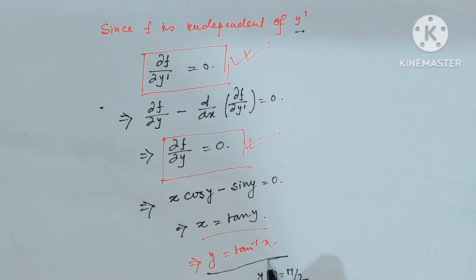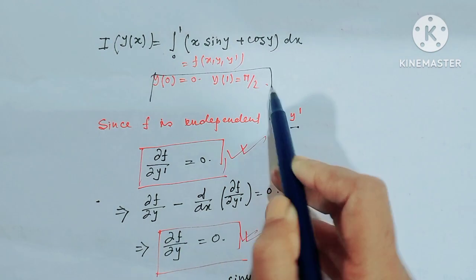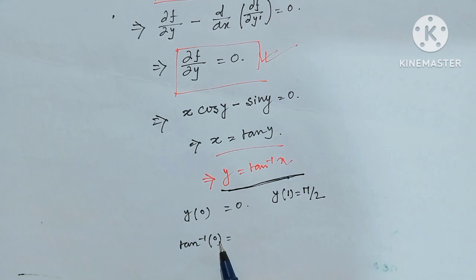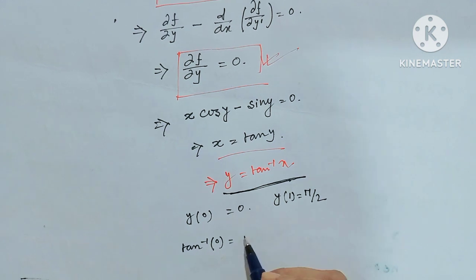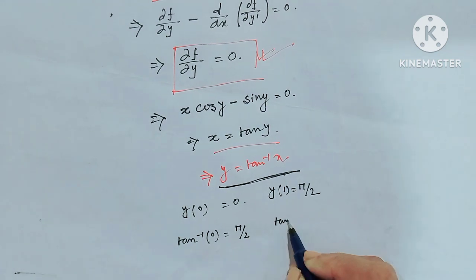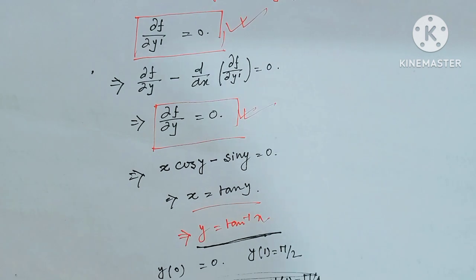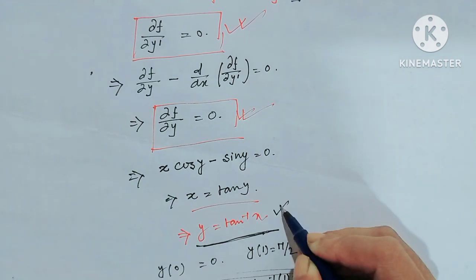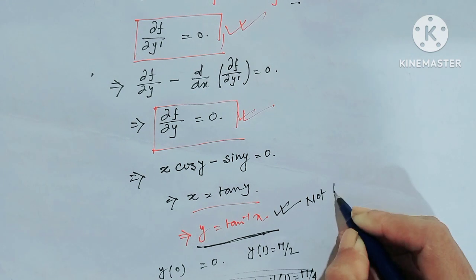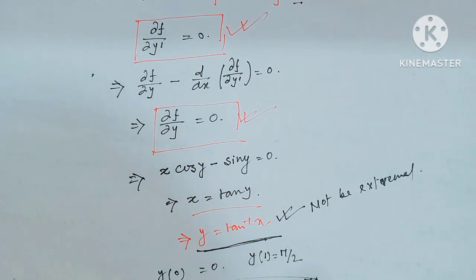But y equals tan inverse x is the extremal of this functional only when it satisfies the boundary conditions y of 0 equals 0 and y of 1 equals pi over 2. Notice y of 0 means tan inverse 0, which equals 0, and y of 1 means tan inverse 1, and this value is pi over 4. So this does not satisfy the boundary condition. Since it does not satisfy the boundary condition, this is not an extremal of this functional. I hope all my viewers have understood till now.